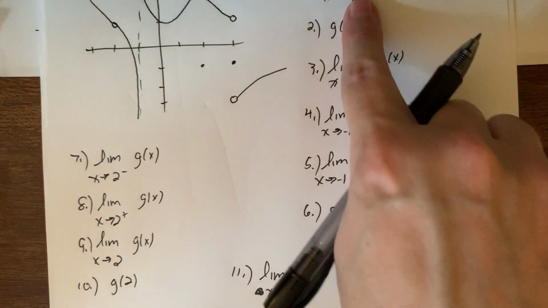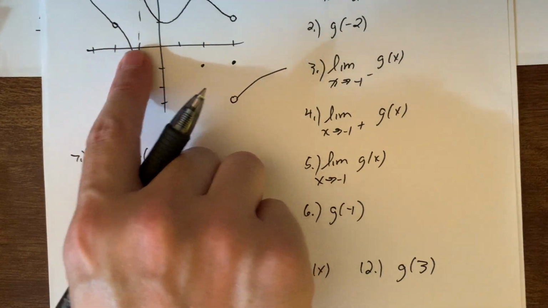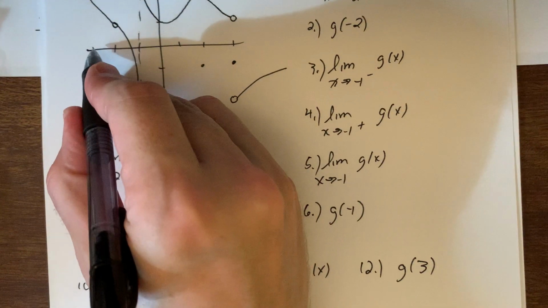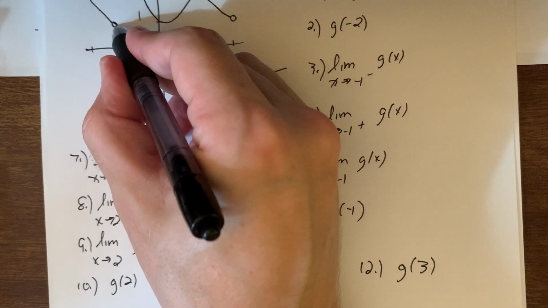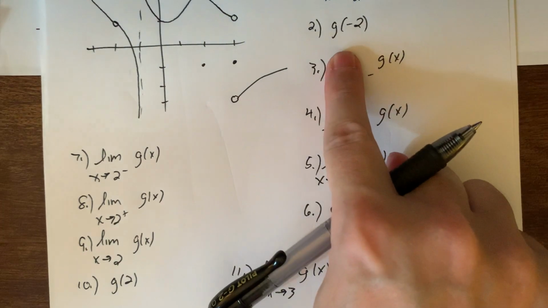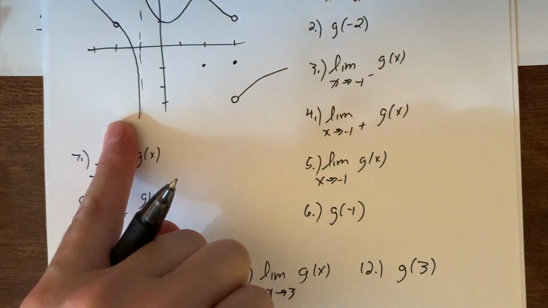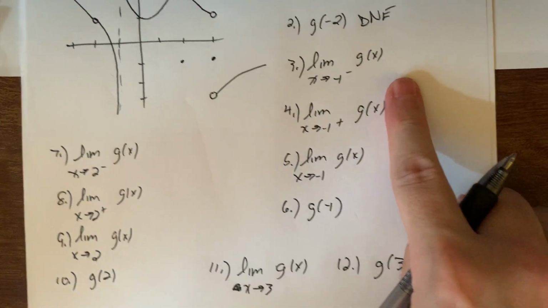So, x approaches -2. There's -2. From the left, from the right. I don't specifically say left or right, but that's what I have to check. From the left, coming to the open circle. From the right, coming to the open circle, coming to the same spot, which has a y value of 1. G of -2, no point that goes with that x coordinate. That it does not exist.